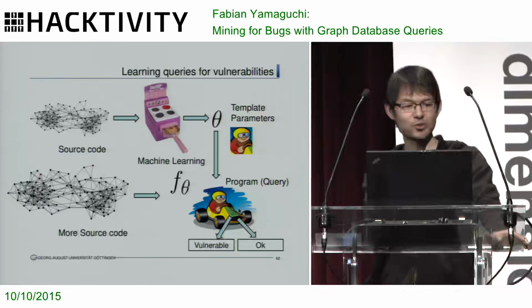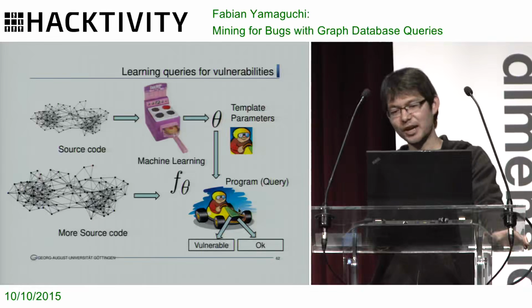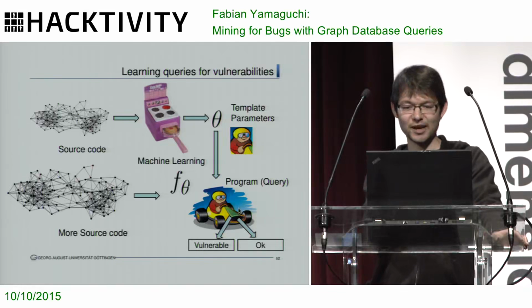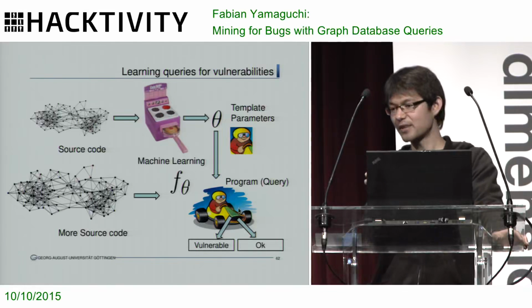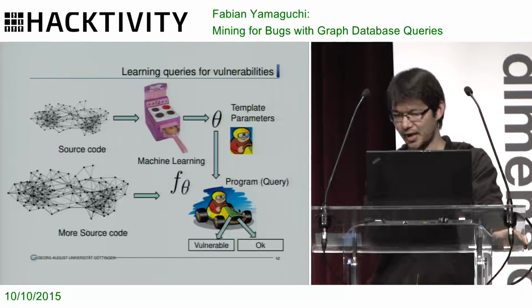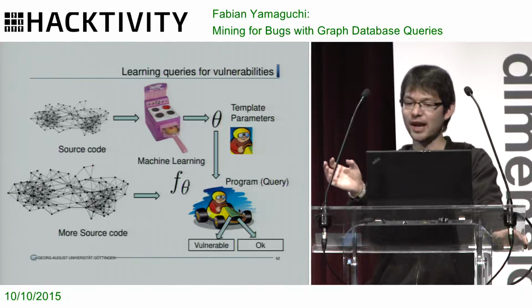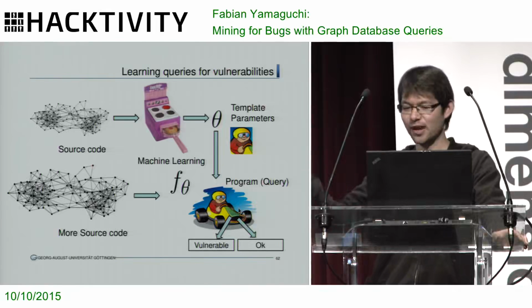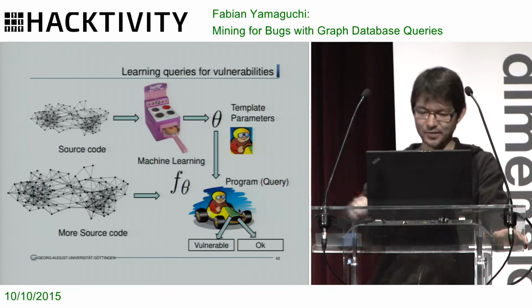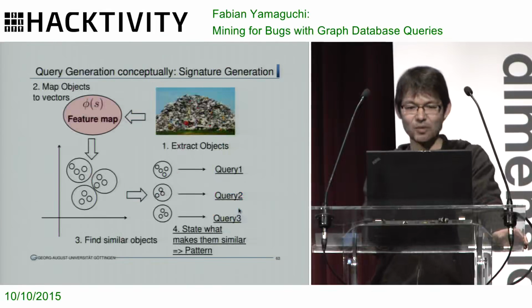Now, learning queries is the same. You have the source code, you put it into your little oven, and it outputs those template parameters. And then the query that you get, that's the predictor. And you throw more source code at it, and it drives down the code property graph and says vulnerable, okay, vulnerable, okay. That's the idea.